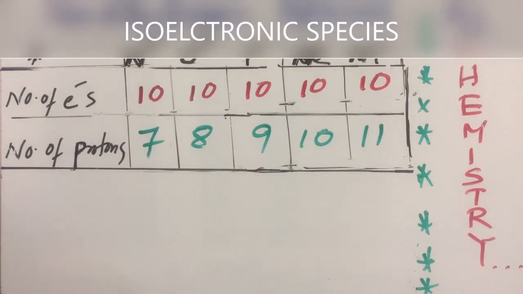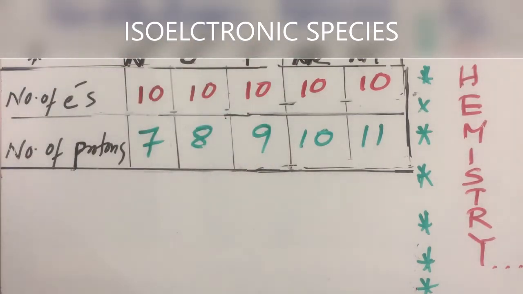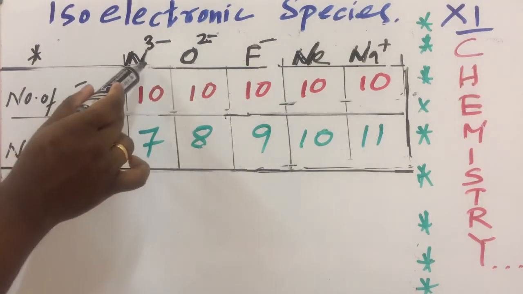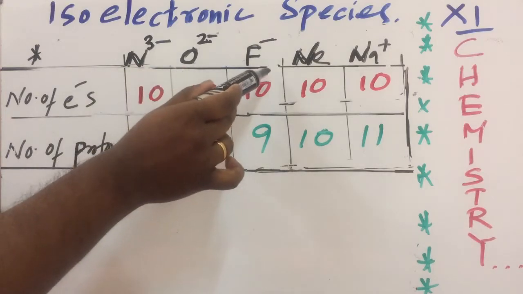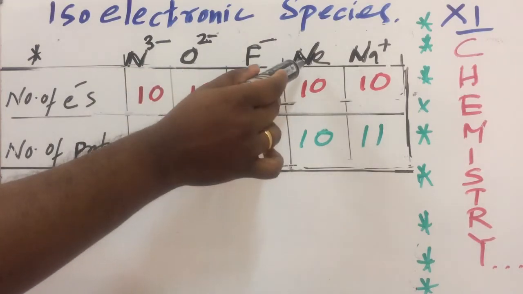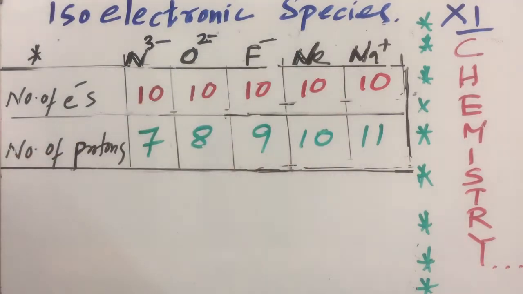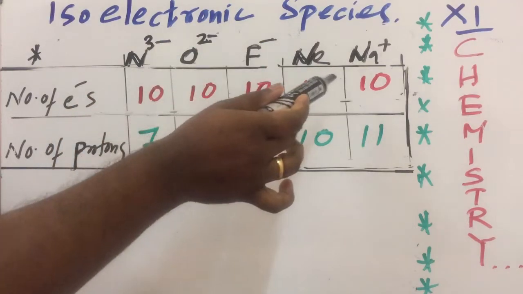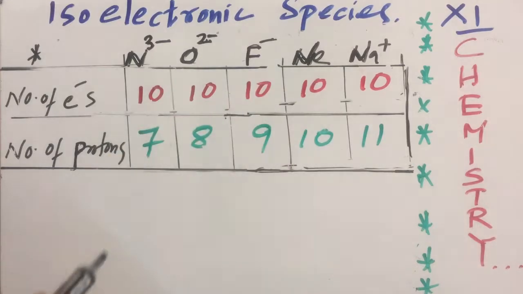The next topic is isoelectronic species. Let's see the table. Here you can see different ions: N3 minus, O2 minus, F minus. Neon is not an ion, neon is a neutral atom, and Na plus ion. Every ion here, N3 minus to Na plus, contains the same number of electrons, 10 electrons.